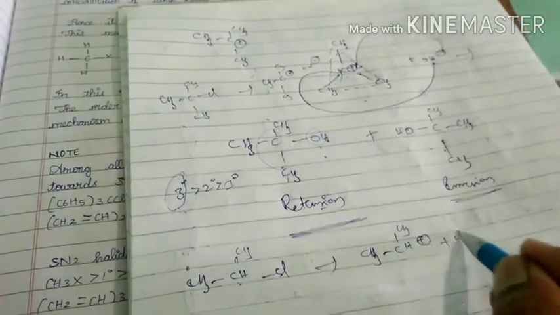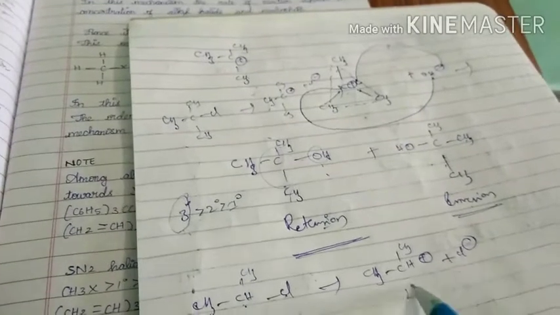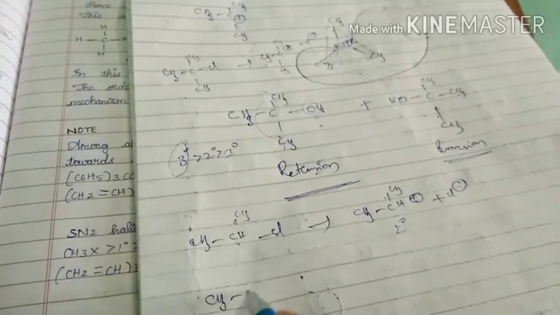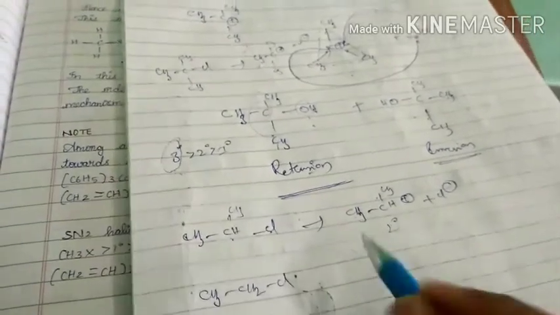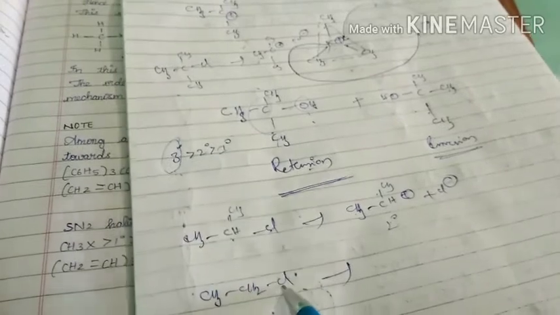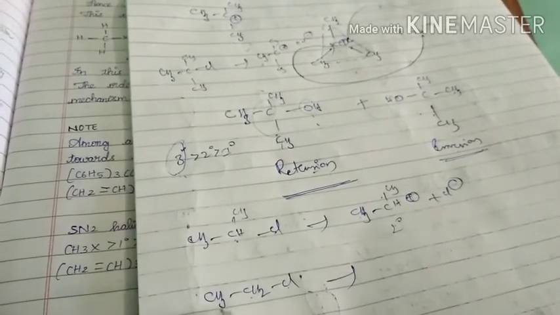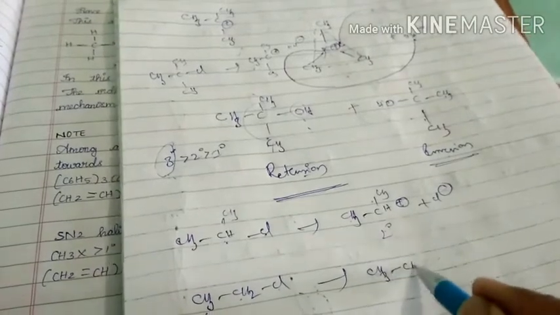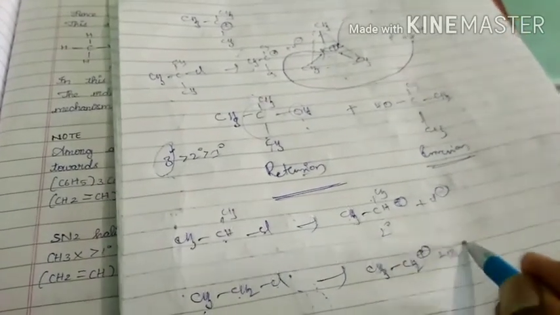This will be formed. This is a secondary carbocation because this carbocation is attached to two carbon atoms. Next, this is a primary alkyl halide. How? This halogen is present on a carbon atom which is attached to only one carbon atom. That is why it is called primary. When it undergoes dissociation, this will be formed.